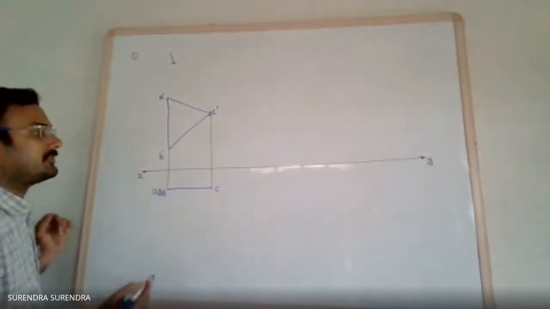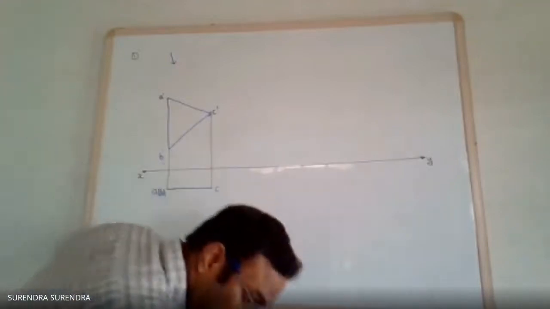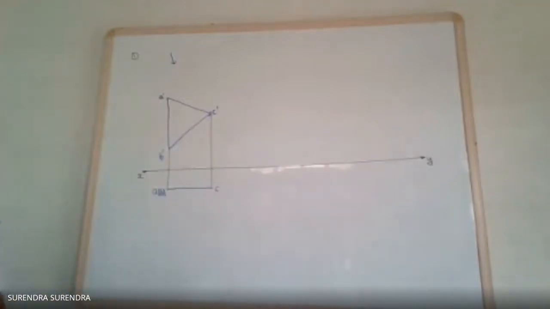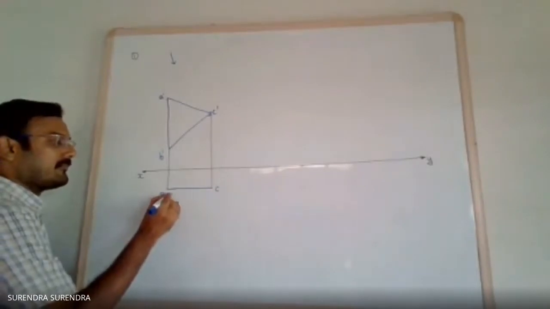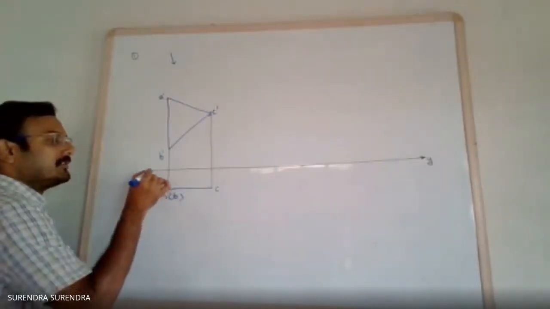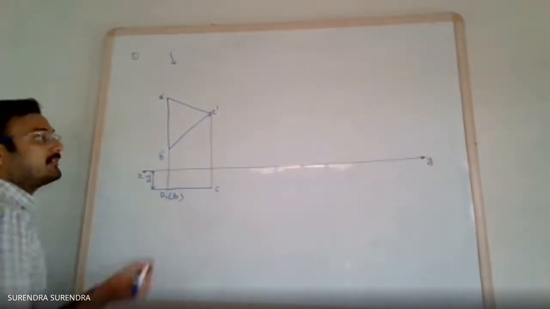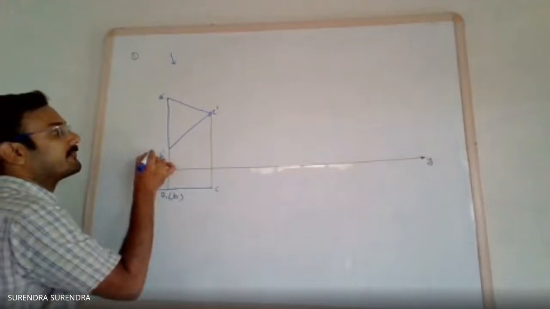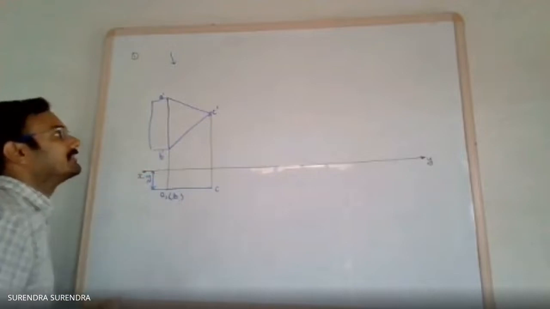Coming to the dimensions, in the problem the dimensions are given: the surface is at a distance of 25 mm away from the vertical plane, and the side of the equilateral triangle.